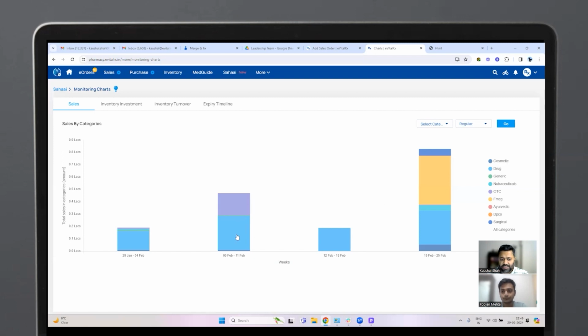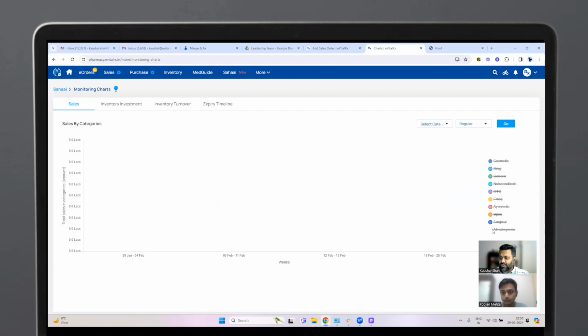The cool thing about this chart is that, let's say drug is always consistently a big category. If you want to get rid of drug, and you want to see everything else on a larger scale, you can simply click on drug, and the chart will readjust without drug, right? So let's put it back on. Let's say I only want to see surgical, for example, right? So if I click on all categories, and if I unclick on surgical, I can see the only sales I have made in surgical was the last week, right?